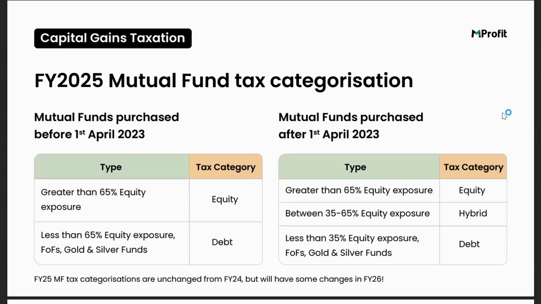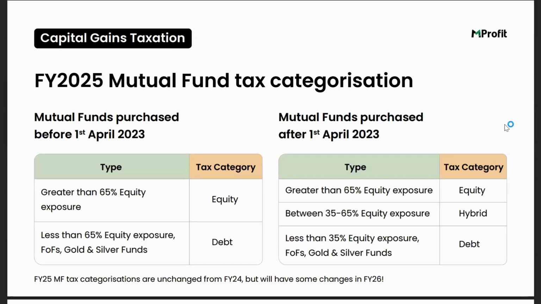This is the guiding mutual fund categorization principle based on which the current income tax guidelines for financial year 24-25 is applicable. The categories are similar to what it was for financial year 23-24 as well. However, from the next financial year, that is financial year 25-26, from 1st of April 2025, the categorization will change.